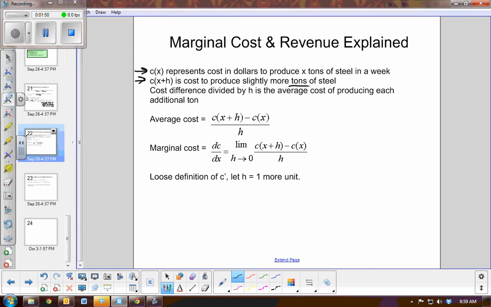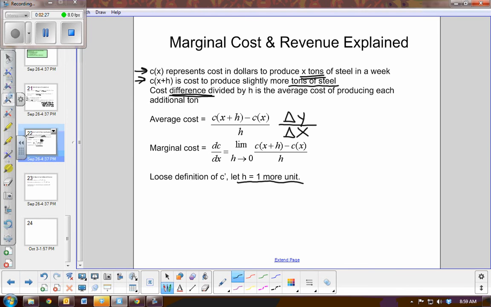So in this example, we're looking at tons of steel, where X represents a ton. So what is the cost difference then? That would be the change in Y, the cost difference, divided by the number of units produced, which would be the change of X. This would give us the average cost of production. Now, the derivative would tell us, at that moment of production, what is the cost to make one more ton of steel? So loose definition is let H equal one more unit.